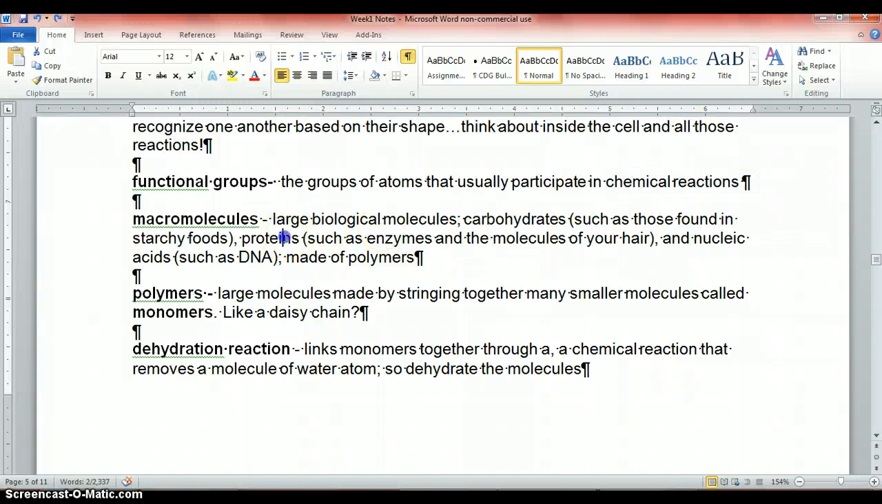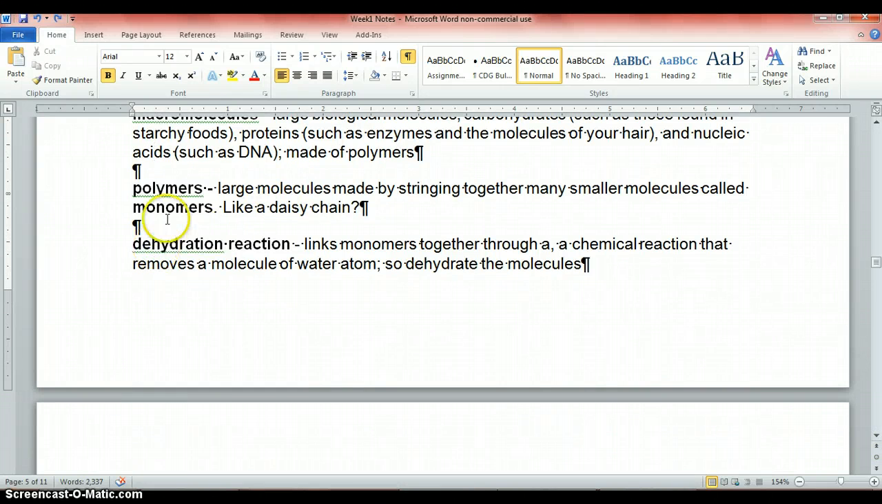A macromolecule, actually let's start here with monomer and work up to macromolecule. So monomer is going to be like a tiny bead on a necklace, right? It's a very small molecule. You string these together and we create a polymer. So if you get a bunch of beads, now you have a polymer. If you have the entire necklace, you've got a macromolecule. Examples of macromolecules are carbohydrates, proteins, nucleic acids.